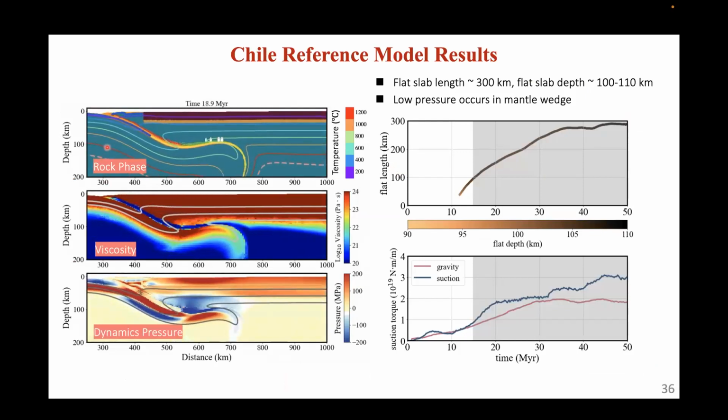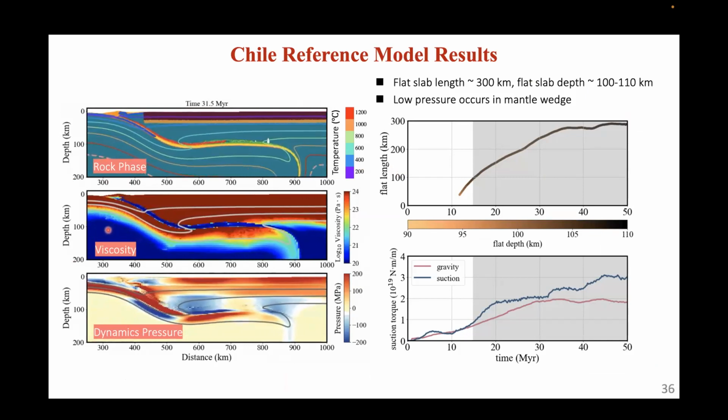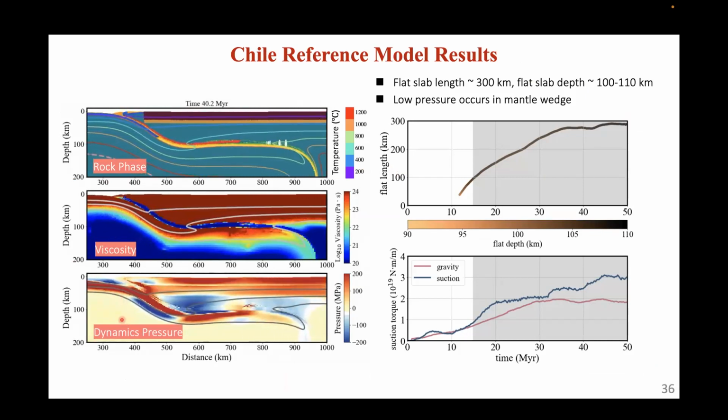So we are looking at the phase of the rock, and then the viscosity of the model, and then the change of the dynamic pressure. And you see that now our slab can go flat underneath the overriding lithosphere. And in this mantle wedge region, we constructed a consistent low dynamic pressure region. And beneath the slab, this is the normal dynamic pressure. So the range of the pressure difference is on the order of 100 megapascal.